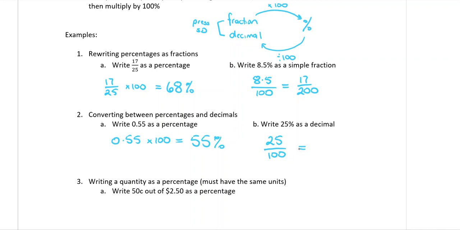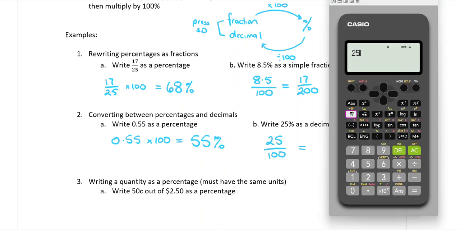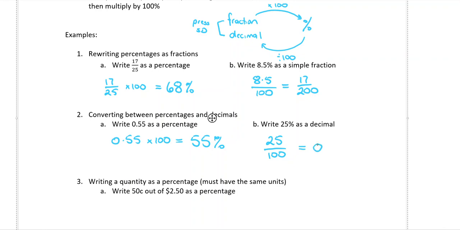It's the same thing. But when I put it in my calculator, 25 over 100, if it gives me a fraction and I want a decimal, I press the SD. So 0.25.